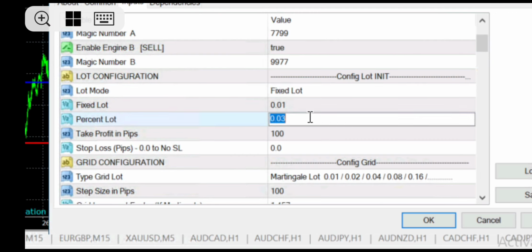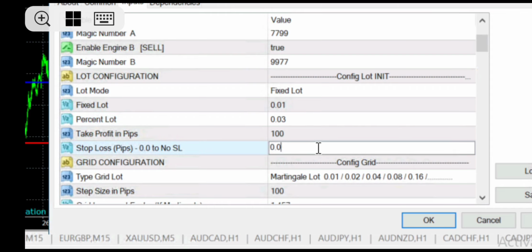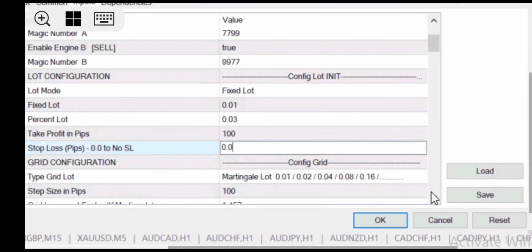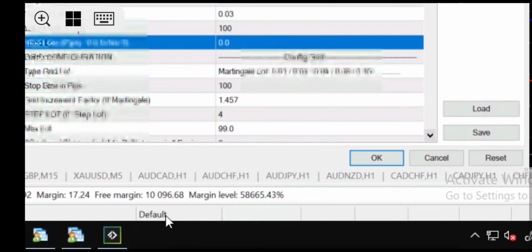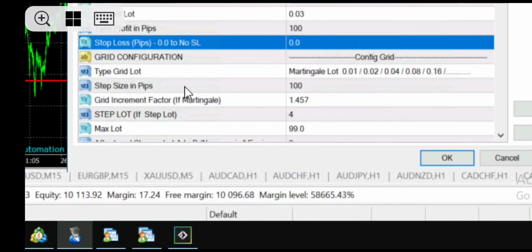It will be advisable to start with 0.01 or 0.02, just to start with very low risk. Now the take profit target. The take profit is in 100 pips. You can set your stop loss as well. And then this is for grid, type grid lot.